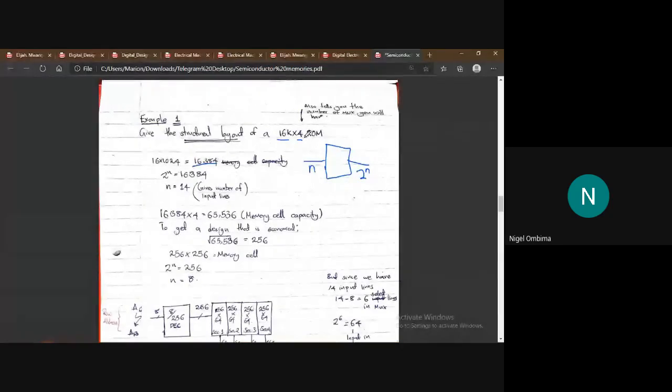So to get the number of input lines and output lines of the decoder, these are the number of output lines that are supposed to come out from the decoder. To get the input lines, 2 power n is equal to this, and we get the value of n. So 2 power 14 gives us this. So the number of input lines for the decoder will be 14.